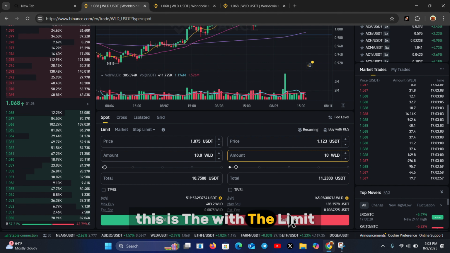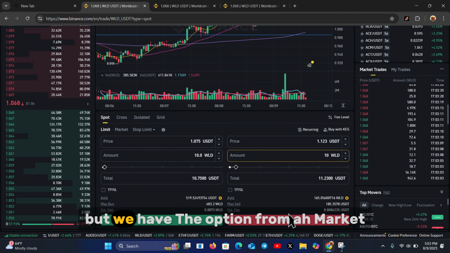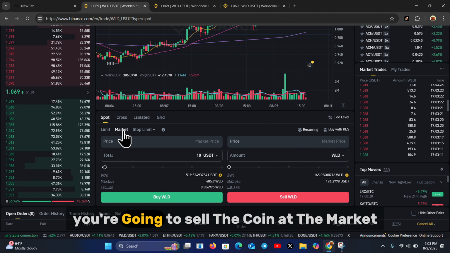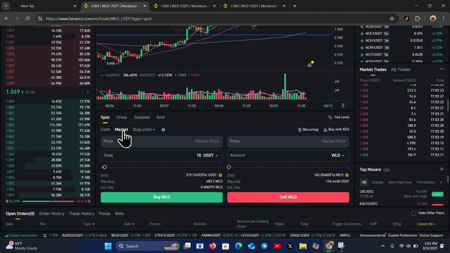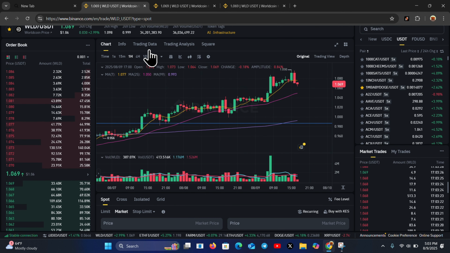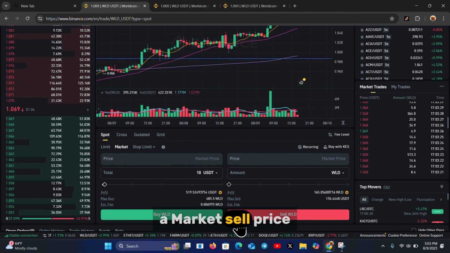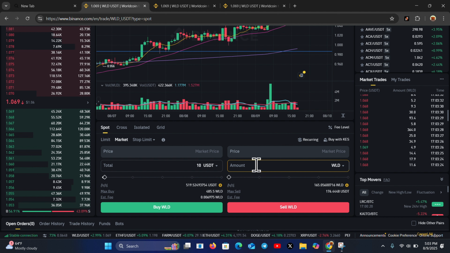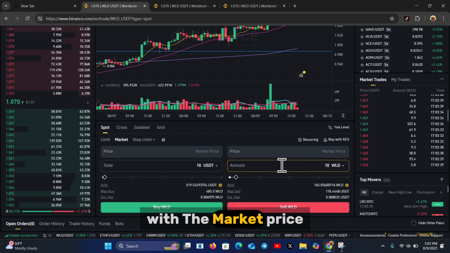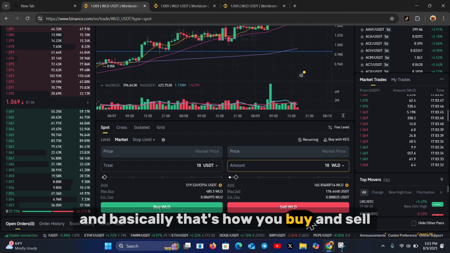So this is the limit. You want to sell with the limit of your choice, but you have the option for market. When you select the option for market, this means that you're going to sell the coin at the market price. So let's say right now the coin is trading at 1.06. So this is the market sale price. This means that if you want to sell 10 Worldcoin at that price, automatically it's going to do that trade for you at the market price. So in this case, we don't have the option for limiting. And basically that's how you buy and sell.